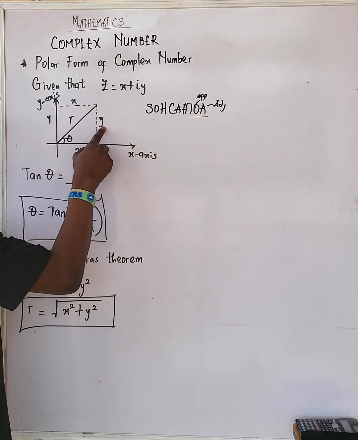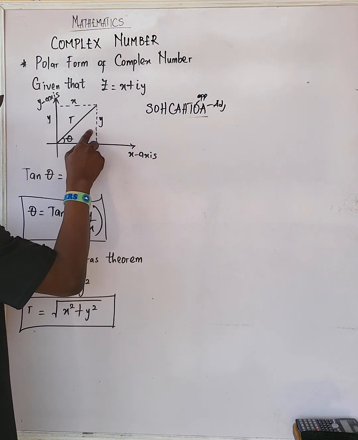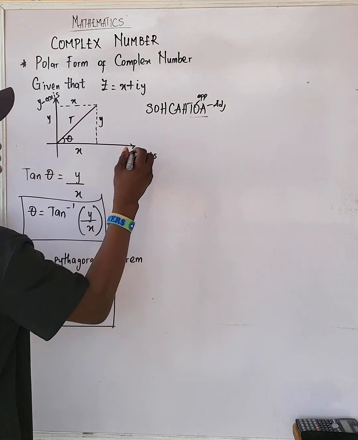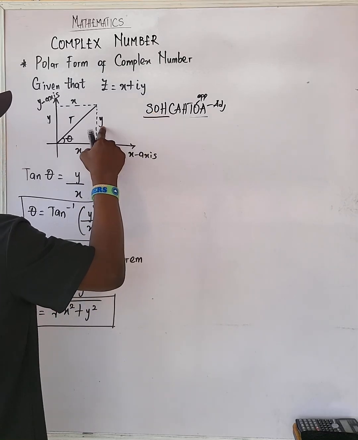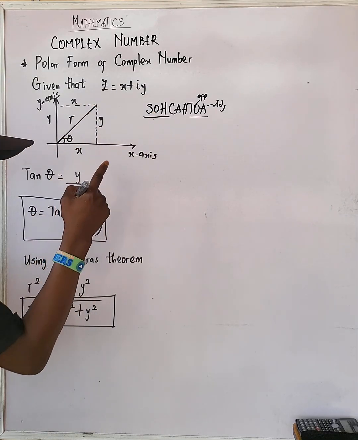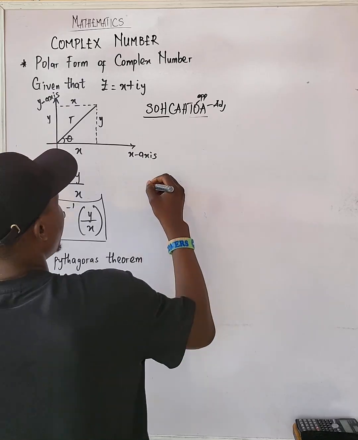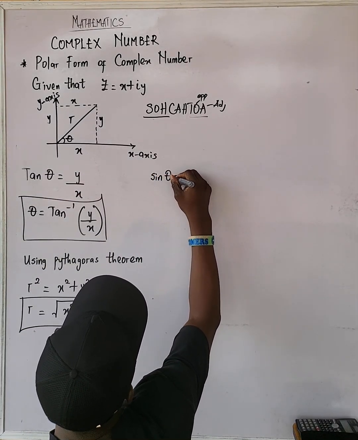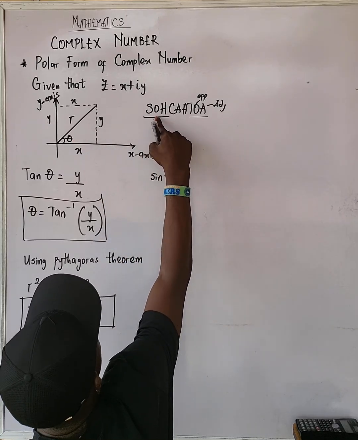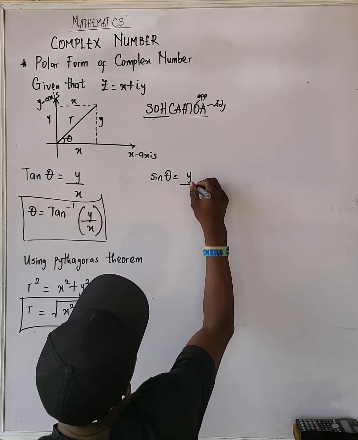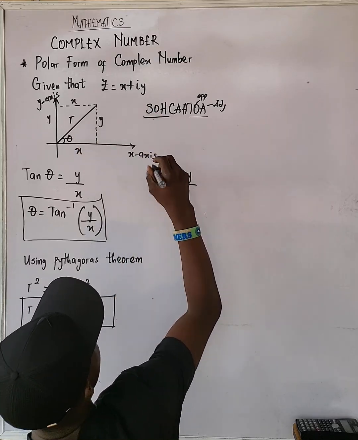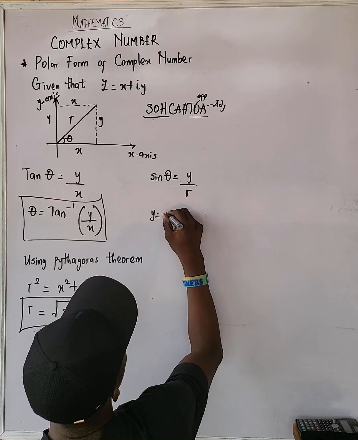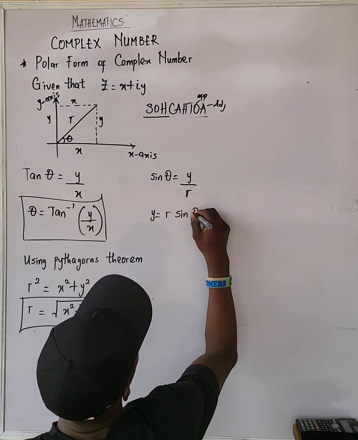This is opposite. Don't forget, this side facing this angle is opposite, while this longest side is the hypotenuse. So that's SOH, opposite over hypotenuse. Let's put it here. Sine theta will be equal to the opposite, which is y, over the hypotenuse, the longest side, which is r. So when you cross multiply, that will be y equals r sine theta.